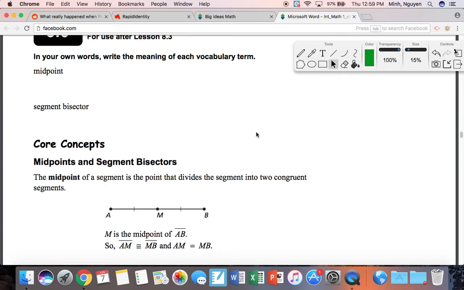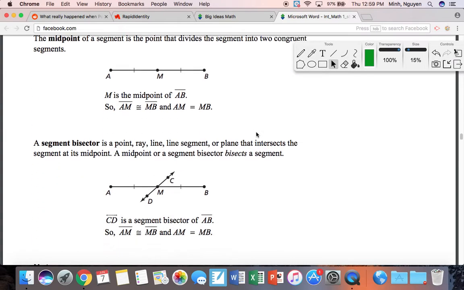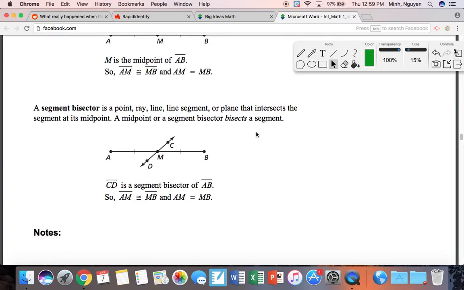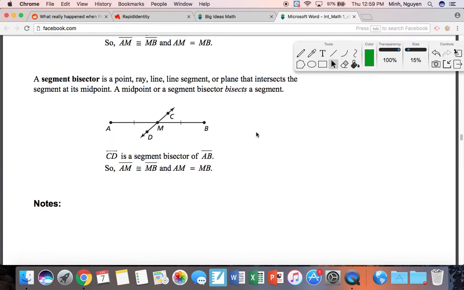Okay, the midpoint divides it into two congruent segments. A segment bisector is a point, ray, line, segment or plane that intersects the segment at its midpoint. A midpoint or a segment bisector bisects a segment.